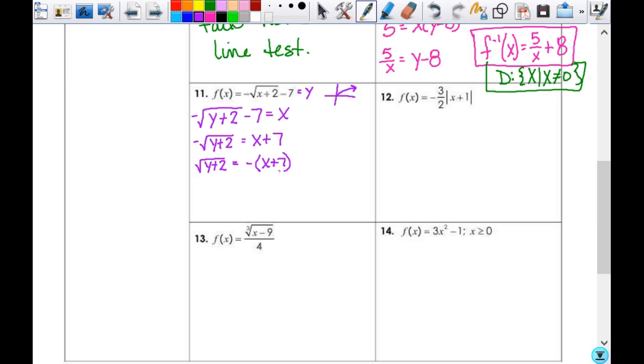Okay, so now I got to get rid of the square root, so what do I do now? Square both sides, so then y plus 2 is equal to negative x plus 7, like this, right? But this whole thing gets squared. Does that make sense? And then I have to subtract 2, so y equals negative (x plus 7), squared, minus 2. And that is your inverse function there.